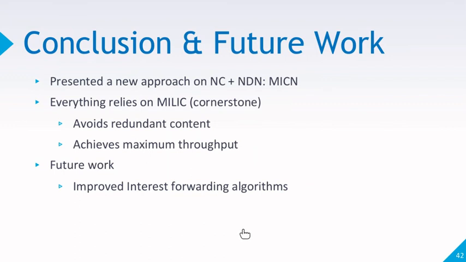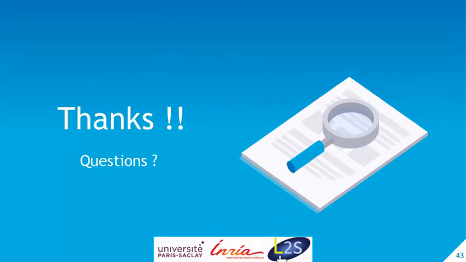To conclude, we presented MICN, which is a new approach of implementing network coding over NDN. The performance of this protocol relies on our mathematical construction of subsets, which helps us avoid redundant content and achieve maximum throughput by receiving linearly independent content with each interest. For future work, we are working on improving the interest forwarding algorithms to reduce the number of interests in the network and consequently the data traffic in the network. Thank you, and I'll be happy to answer any questions.